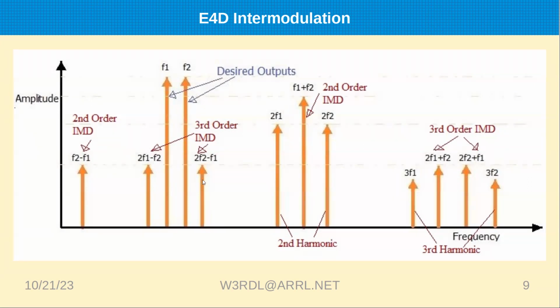And it turns out that those are the same distance from these two desired outputs as this distance between them. So it's very hard to get rid of them, even though they are reduced amplitude. So that's why we care about the third order harmonics, because this set of products turns out to be almost adjacent to the signals that we want.